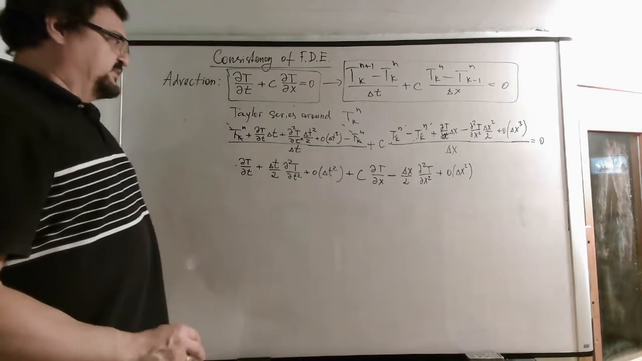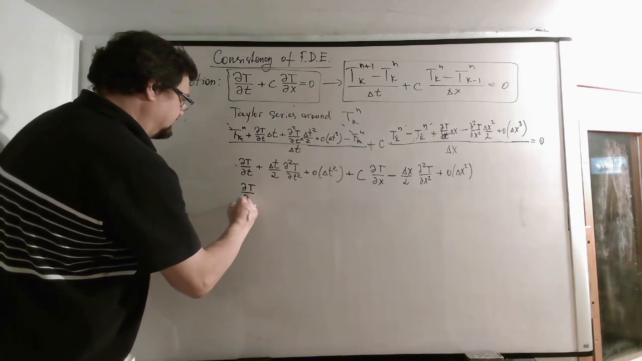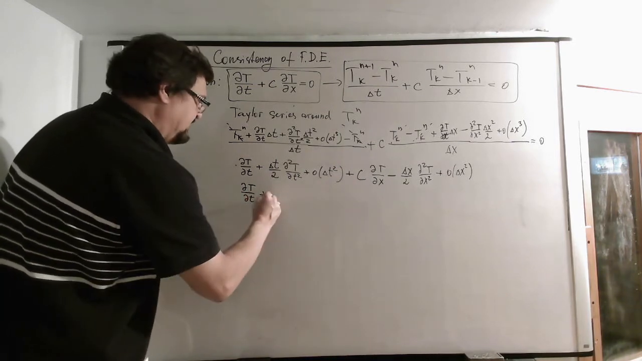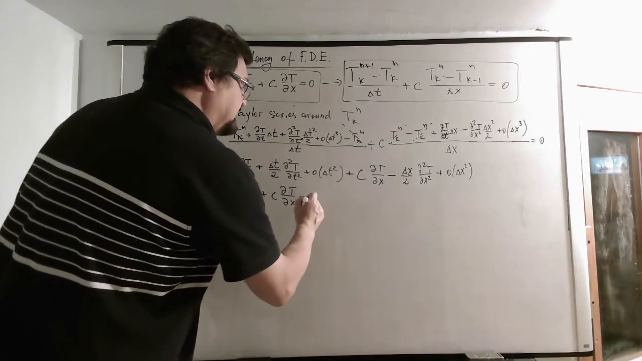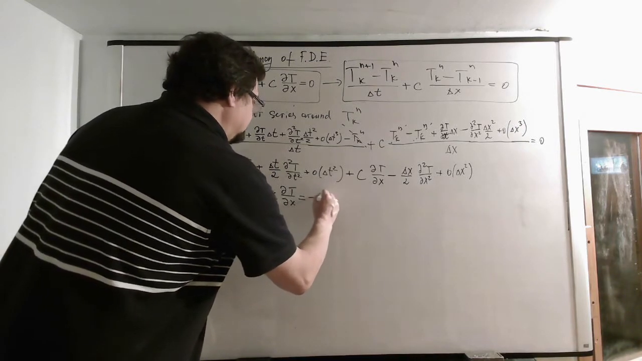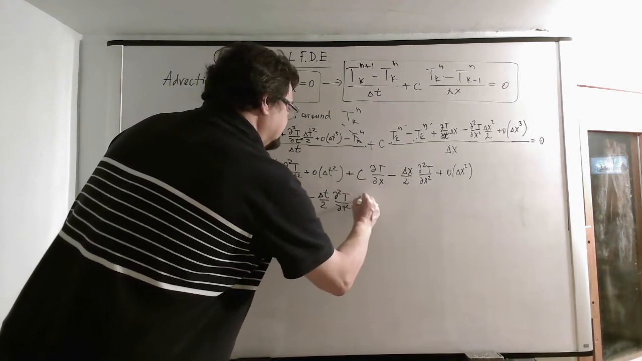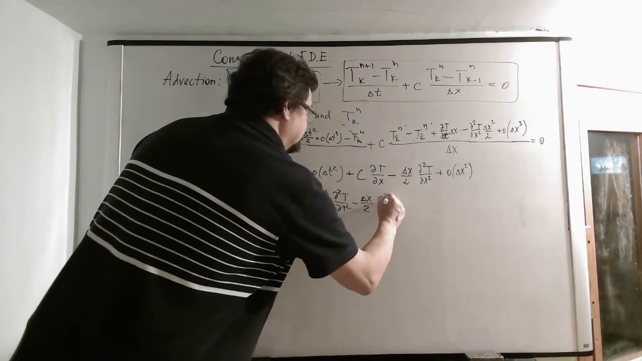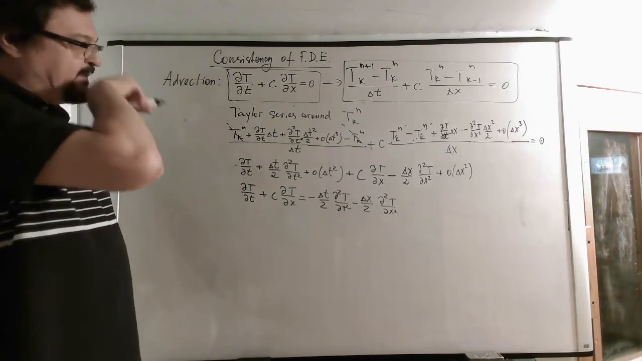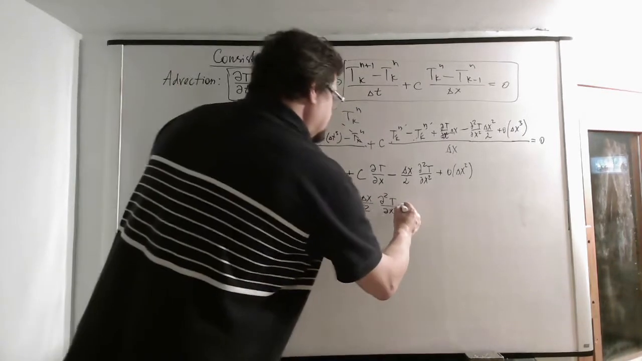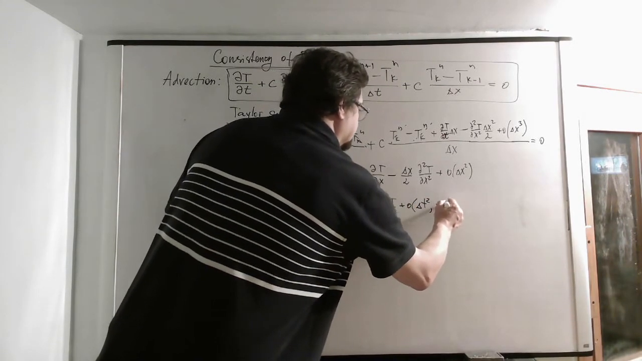Okay, so now what shall we do with this? Right now we have the following. If we leave these terms on the left hand side, dT/dt plus c dT/dx equals to minus delta t over 2, second derivative of T with respect to t squared, minus delta x over 2, second derivative of T with respect to x squared, plus O of delta t squared, delta x squared.